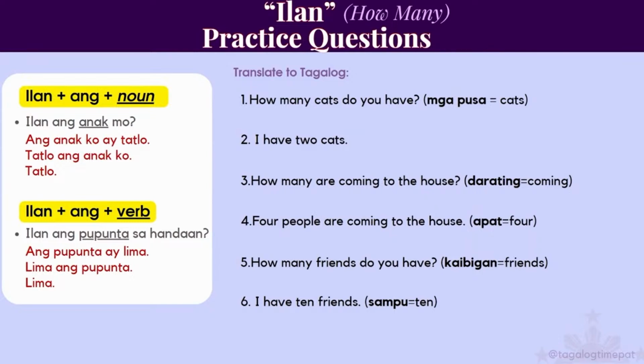How many cats do you have? Mga pusa is cats. It would be ilan ang pusa mo. Ilan ang pusa mo? Remember, you don't have to add mga, but you can. It's not incorrect. But just to be quick about it, and if you want to sound natural, you don't have to. So, ilan ang pusa mo? Ilan ang pusa mo? How many cats do you have? Pause the video now and you do the rest and then we will go over it.